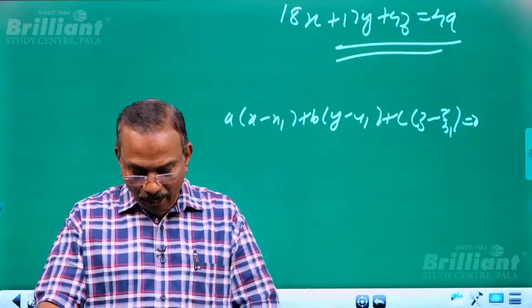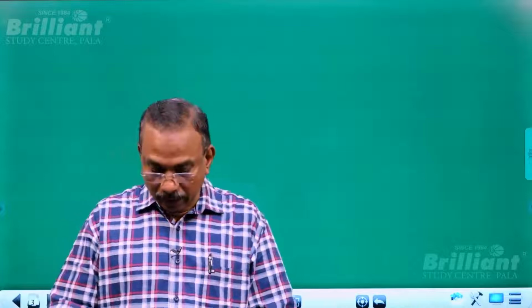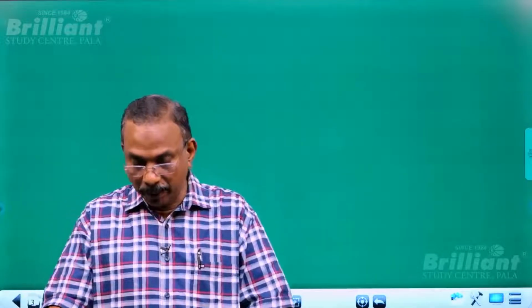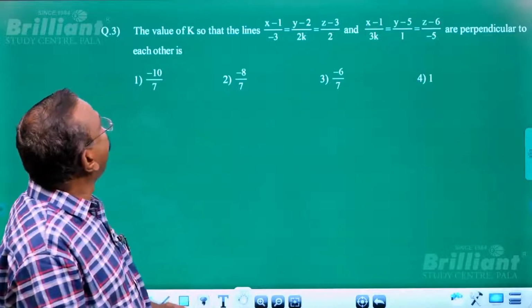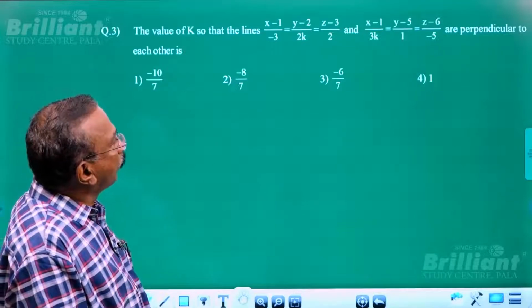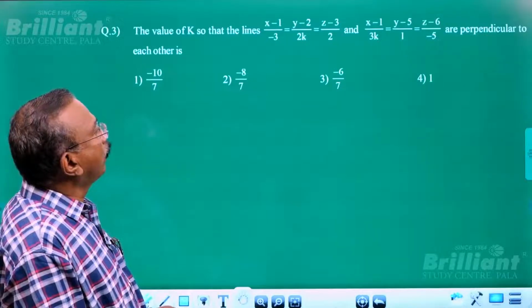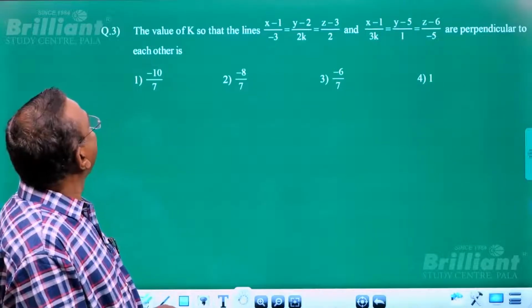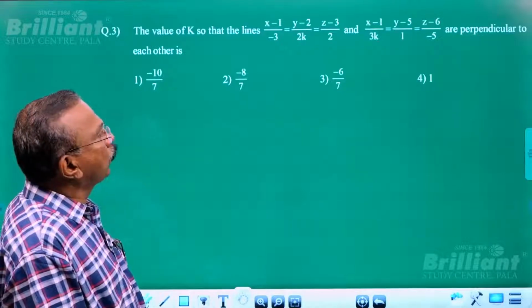Okay. Now I come to the next problem. Question number 3, I shall read to you. Find the value of k so that the lines x minus 1 by minus 3 equal to y minus 2 by 2k equal to z minus 3 by 2, and x minus 1 by 3k equal to y minus 5 by 1 equal to z minus 1 by 1 are perpendicular to each other. Find the value of k so that these lines are perpendicular to each other.